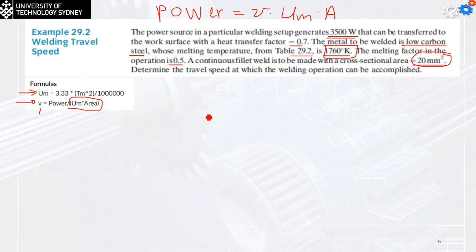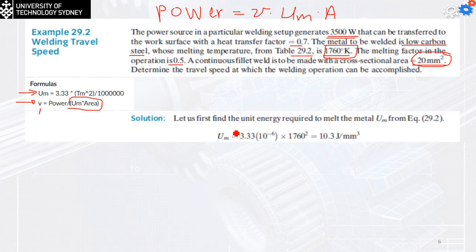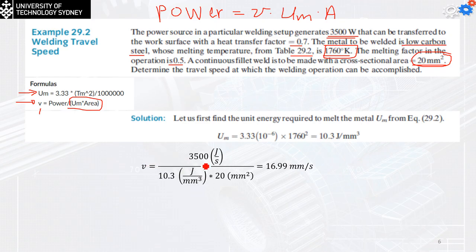Okay, now let's go back and check the answer. So step number 1 is to calculate the UM, 10.3, the same answer I got, and then again to calculate the velocity, 3,500 joule per second divided by 10.3 joule per cubic millimeter multiplied by 20 millimeter squared. So again, the millimeter squared cancels, joule with joule, and the answer is going to be 16.99 millimeter per second is the velocity. Okay, that will be the second example, and we're going to go to the third very soon.